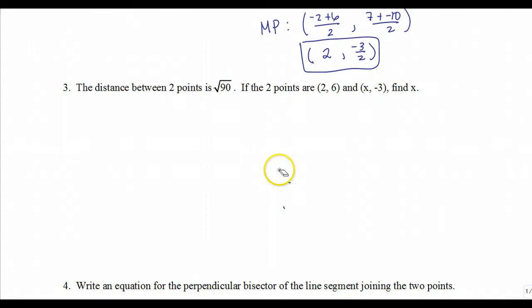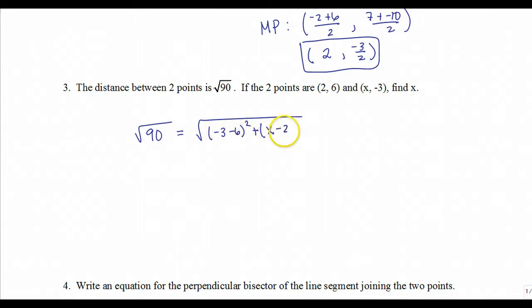So for number 3, you do the same thing. I'm just going to set this one up. The distance between 2 points is square root 90. So the distance formula, the 2 points are, I'm going to go negative 3 minus 6 squared plus x minus 2 squared. And then you just have to solve for x.